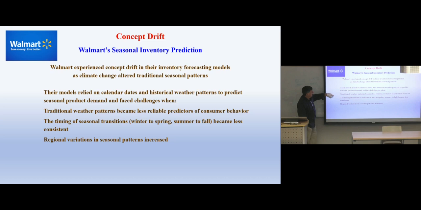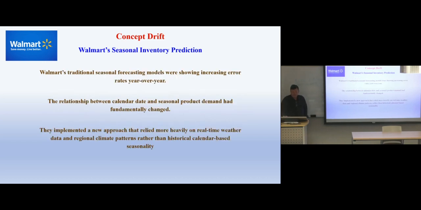This is a quick look at a very complex problem that Walmart, any logistics company, has to put in with their features. So they were getting increasing errors year over year. This is going to be ongoing. We've had a blitheringly easy year this year. Jamaica hadn't, but the rest of us have. The difference between calendar date and seasonal product demands fundamentally changed naturally. Now, notice what they're moving to, real-time weather data. They're also looking at regional climate patterns rather than historical calendar-based.